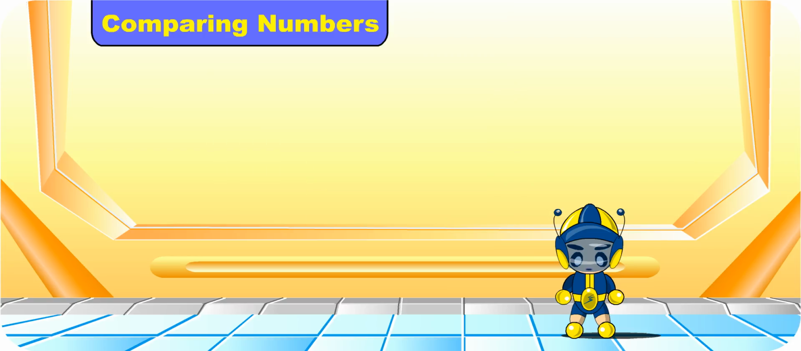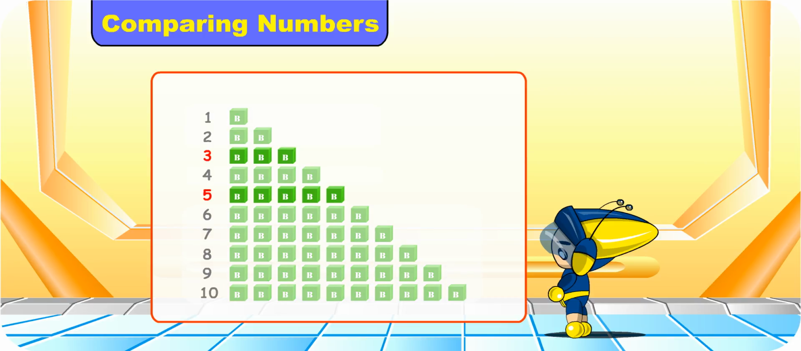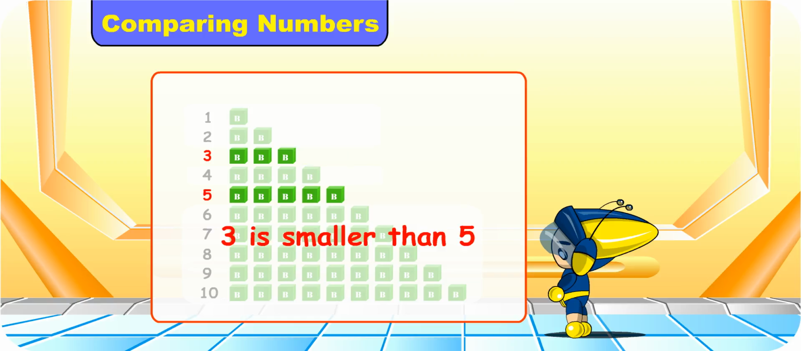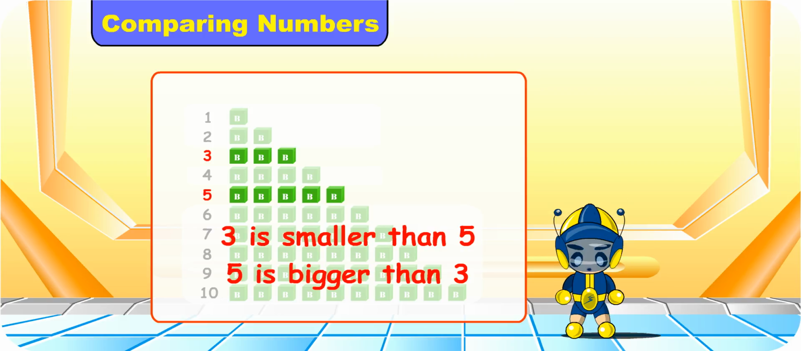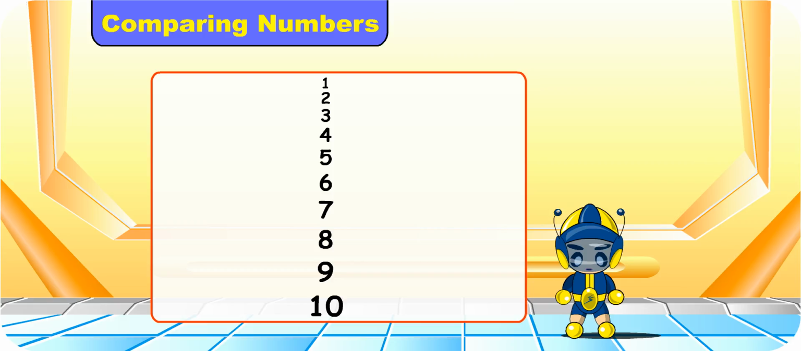Turbo Boy, if we show the numbers using blocks, we will get this picture. This way, we can always remember which number is bigger or smaller than the other. For example, when we compare 3 and 5, we can see that 3 is smaller than 5, and 5 is bigger than 3. But teacher, what happens when there are no blocks? Well, Turbo Boy, you'll soon be able to compare numbers without blocks in no time at all. You just need more practice at comparing numbers.